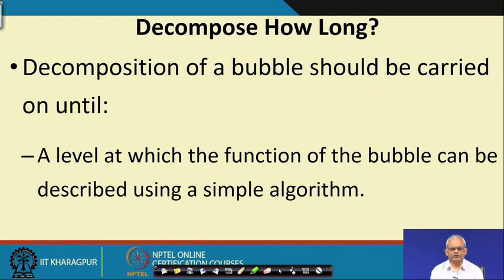We then keep on decomposing each bubble: take up one bubble in a diagram, decompose, and then again take up one bubble in those new decomposed diagrams and decompose it in the next level, and so on. But to what extent do we go on decomposing? We stop our decomposition when we find that it is decomposed to a function which can be described using a very simple algorithm, and its coding should not take more than a few statements.